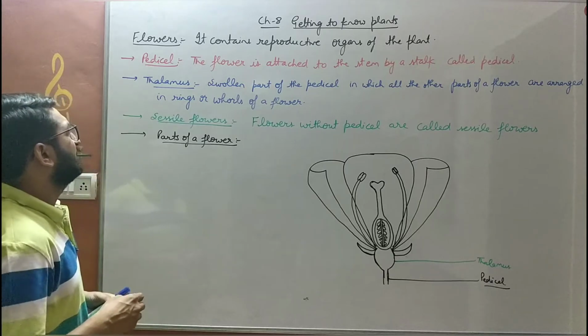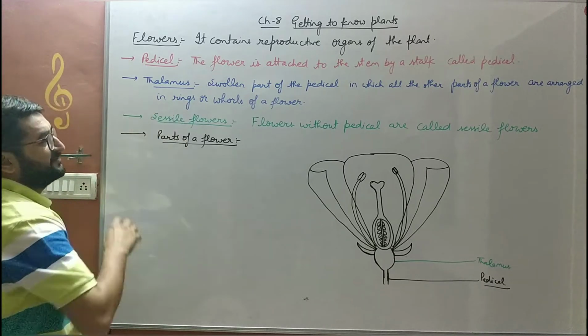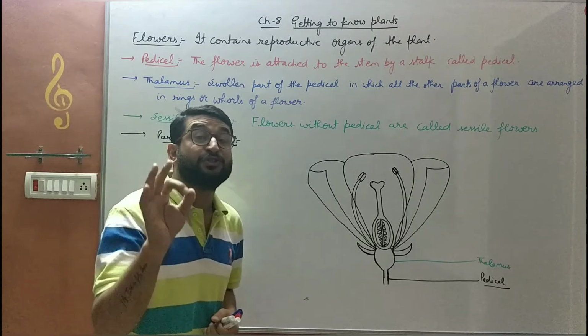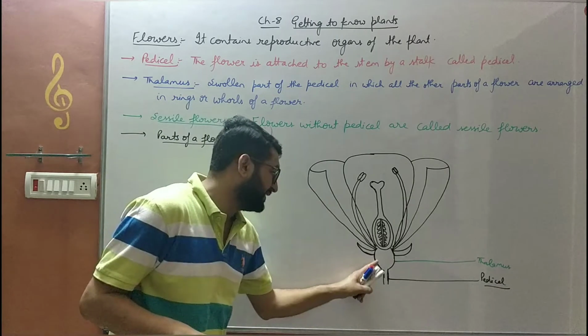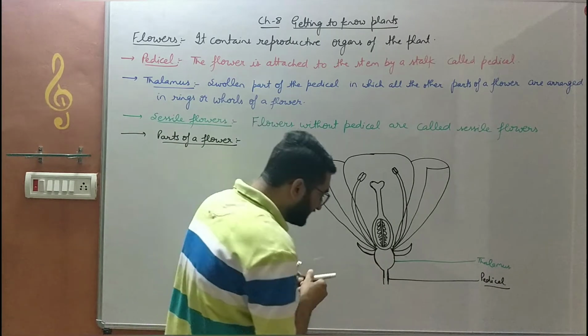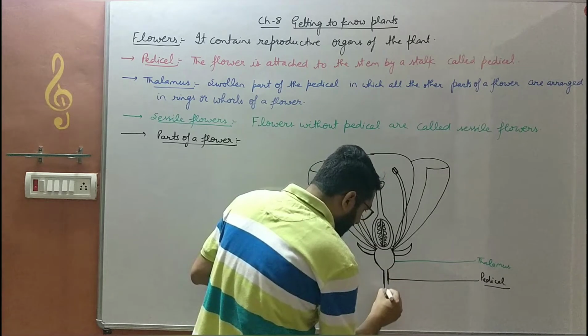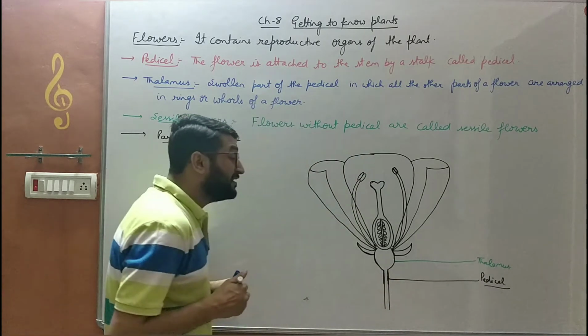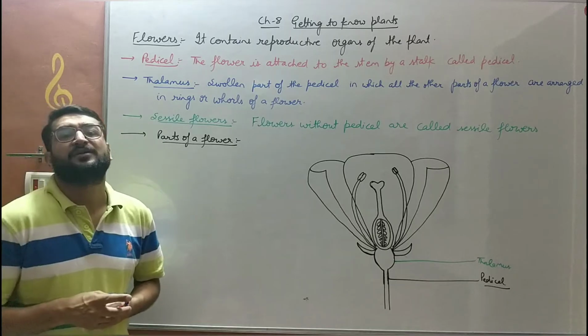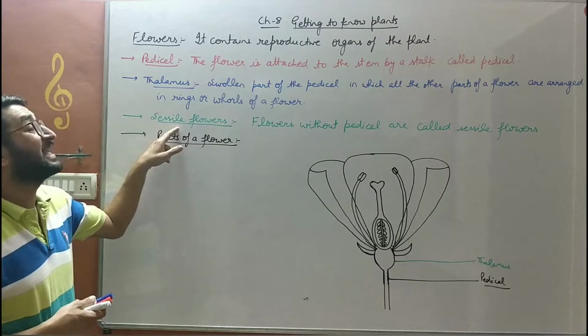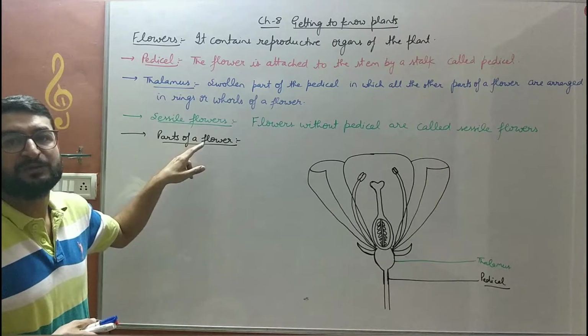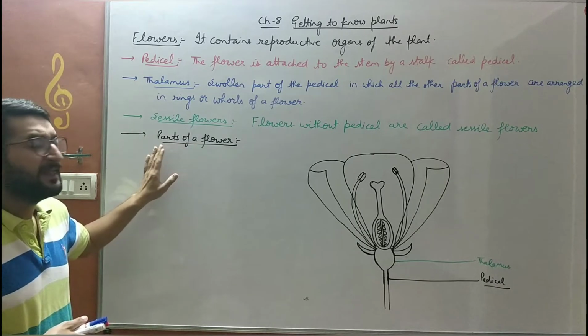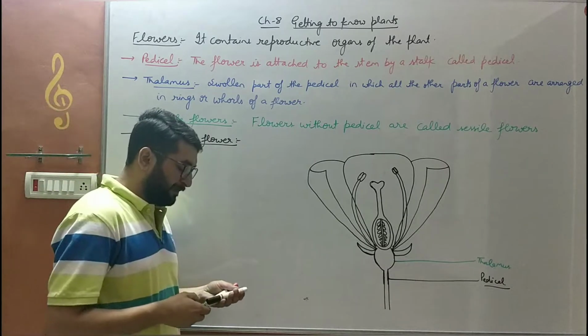Next we'll discuss बच्चे sessile flowers. The flowers which do not have a pedicel, ये जो stalk like structure है, ये जो डंडे जैसी structure है बच्चे जिससे ये attach होता है अपनी stem को, ये pedicel जिन flowers में नहीं होता, those flowers are known as sessile flowers. उन्हें क्या बोलते हैं? Sessile flowers. Next we'll discuss the parts of a flower.